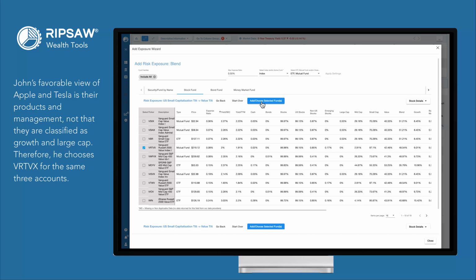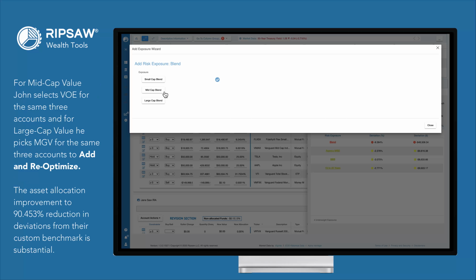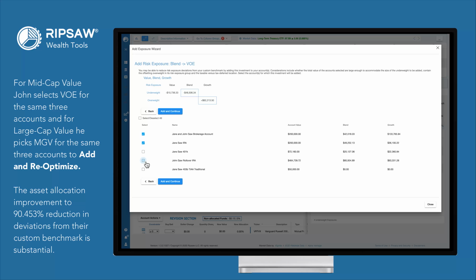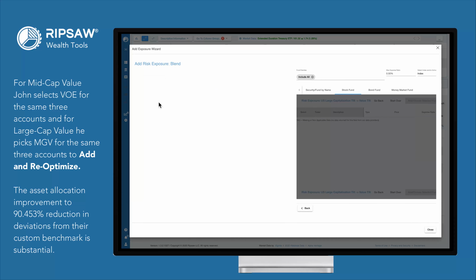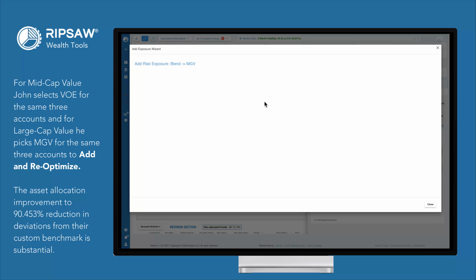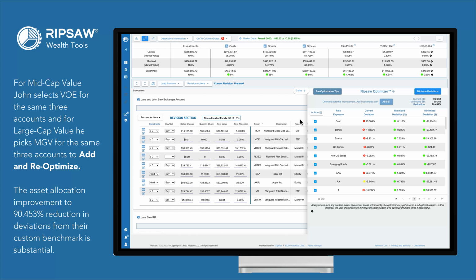Therefore, he chooses VRTVX for the same three accounts. For mid-cap value, John selects VOE for the same three accounts, and for the large cap value, he picks MGV for the same three accounts to add and reoptimize. The asset allocation improvement to 90.453% reduction in deviations from their custom benchmark is substantial.